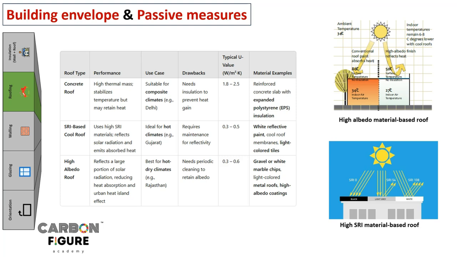Then concrete roof, suitable for composite climates, needs insulation to prevent heat gain and all. Typical U values are there. Then SRI based cool roof uses high SRI material, better result. Then high albedo material, better result, right? So they also have typically lowered U values. So material examples: for concrete roof, RCC with EPS insulation. For SRI based roof, white reflective paint, cool roof membrane, light colored tiles. High albedo, we have gravel, white marble chips, light color metal roofs, all those things.